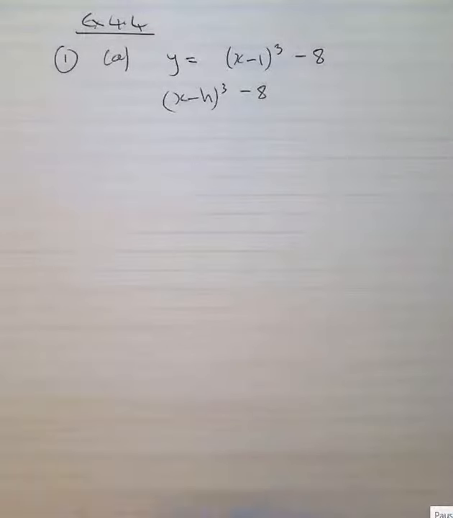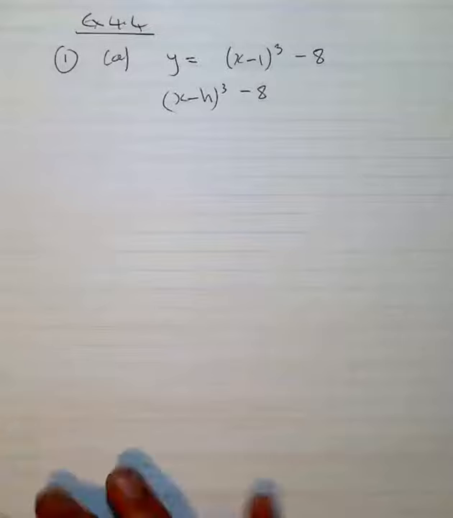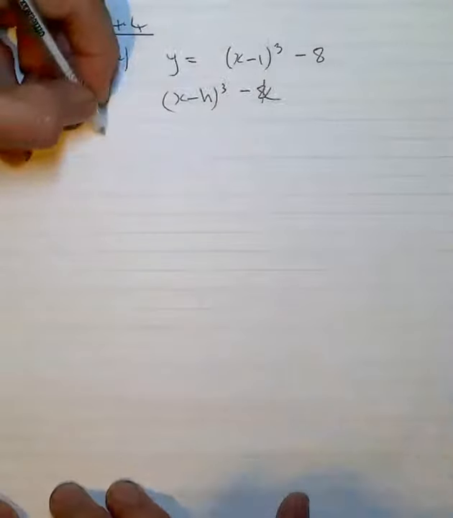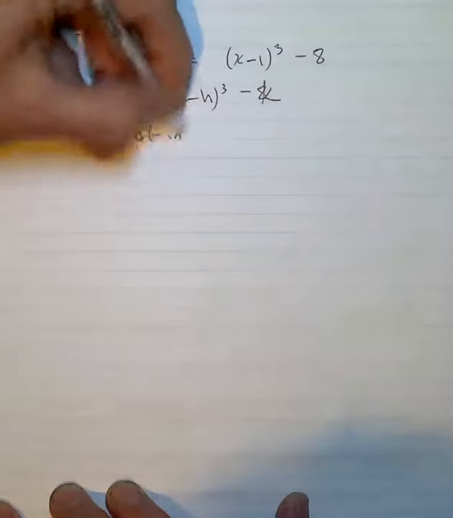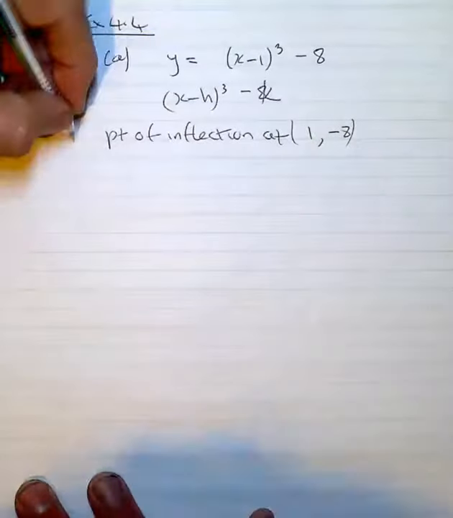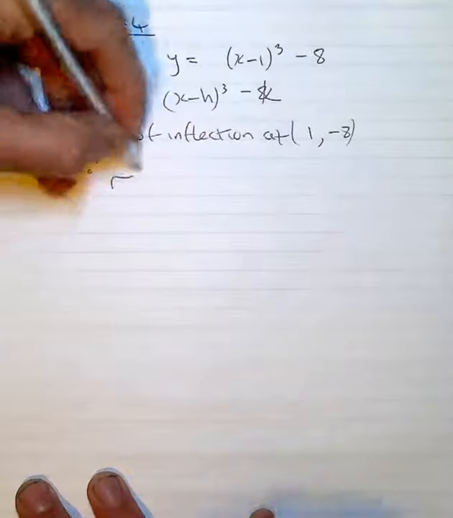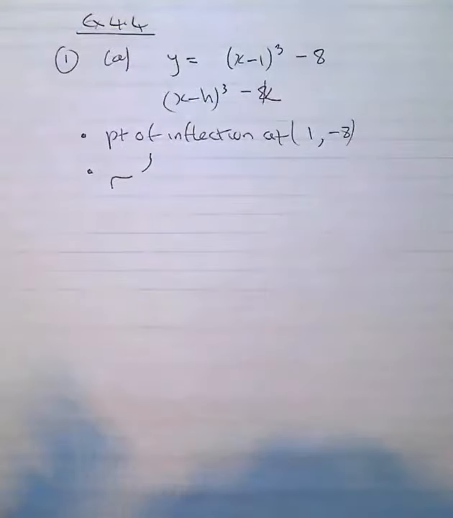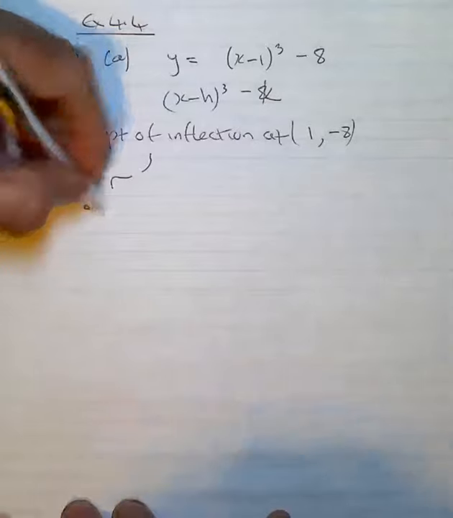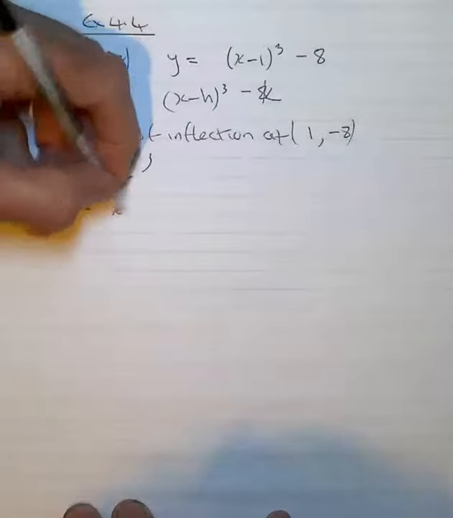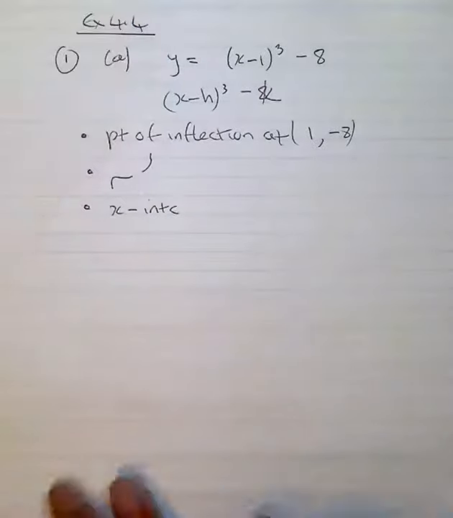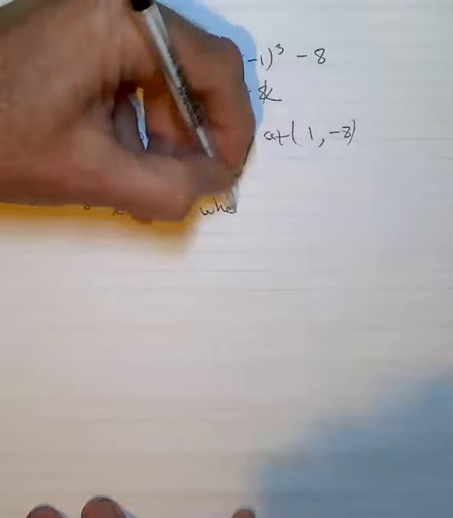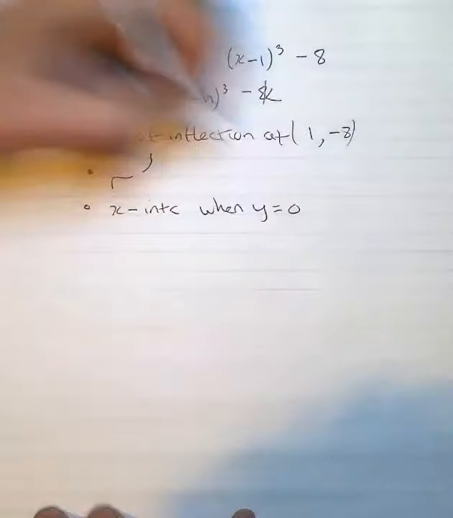In question number 1, these problems take the form of being written in the point of inflection form, so h and k, so point of inflection at 1, -8. We know the general shape is going to be heading uphill because it's a positive. What I have to now do is to find the x-intercept and then the y-intercept. The x-intercept occurs when y is equal to 0.